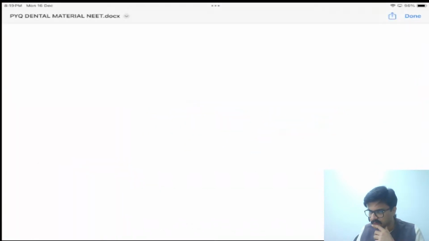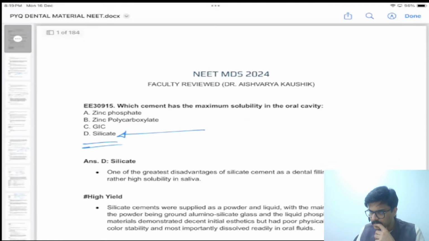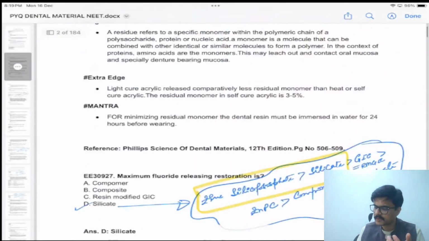Which monolith will have better mechanical properties, beta? Monolith will have better mechanical properties.